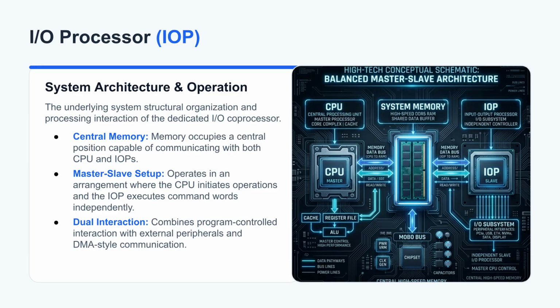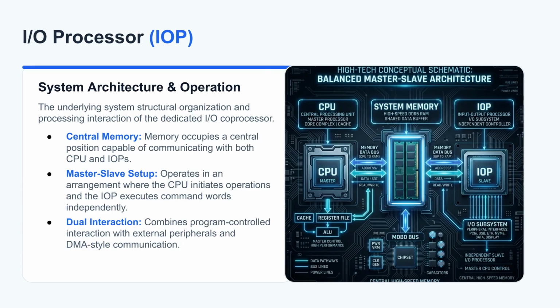The IOP handles both program-controlled timing with individual external hardware devices and high-speed DMA transfers into shared memory. Once an entire complex multi-step transfer task is complete, the IOP alerts the main CPU via an interrupt, ensuring minimal central processor overhead during intensive throughput operations.